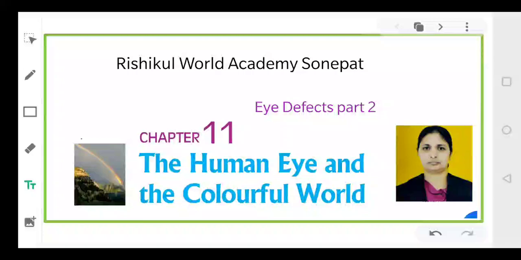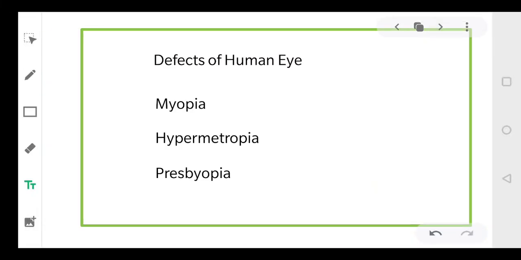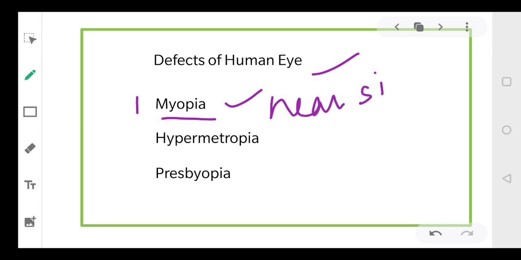So let's begin with today's topic, right? Now see, earlier we've talked about the defects of the human eye, right? Now there are three basic defects. In the last video, we talked about what is myopia, right? I hope you remember. So tell me, what is myopia? What is the other name of myopia? Myopia is also called nearsightedness, right?